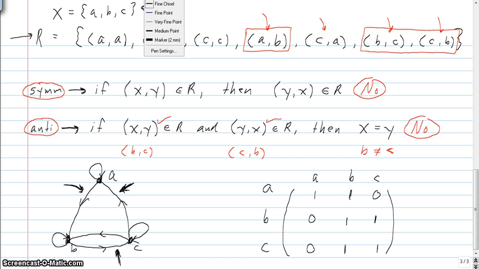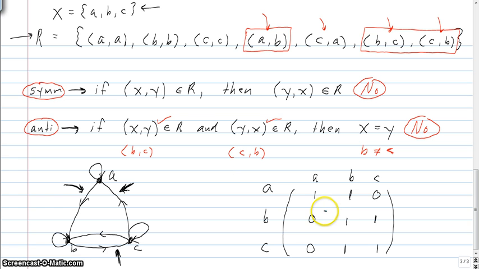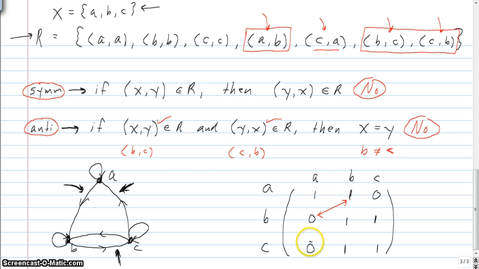Right, so here's the problem. Across that main diagonal, that's going to make our relation not symmetric. Wait a minute, did I miss one? I did miss one, I'm sorry. I forgot this one. C is related to A, so I did make a mistake in my matrix. C is related to A, so this should be a 1 right there.